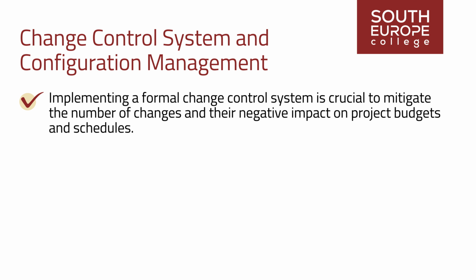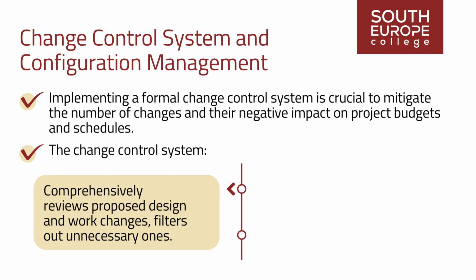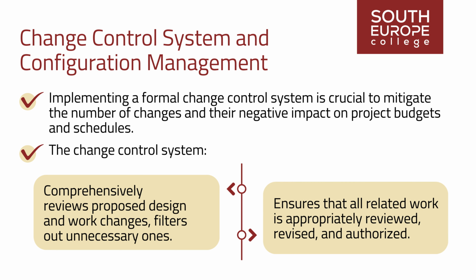Implementing a formal change control system is crucial to mitigate the number of changes and their negative impact on project budgets and schedules. The change control system comprehensively reviews proposed design and work changes, filters out unnecessary ones, and ensures that all related work is appropriately reviewed, revised, and authorized.